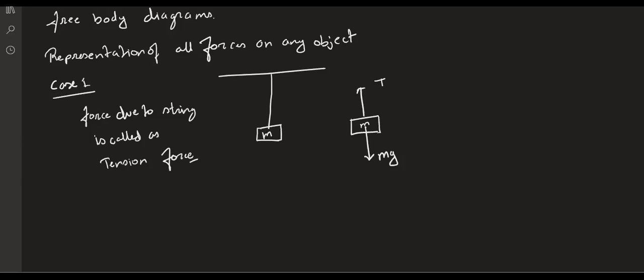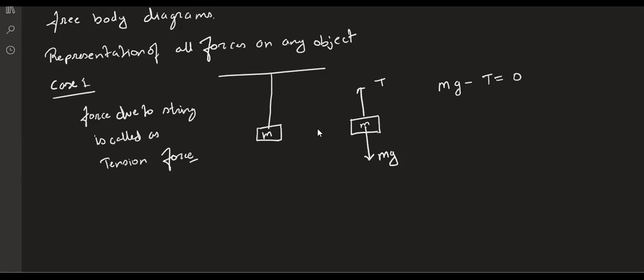So the free body diagram of this object is this: one force in the down direction, mg, and one force in the upward direction, tension. Now since it is not moving, what would be the acceleration? 0. So can I write this force equation as mg minus T is equal to 0? Right? This is your force equation. The force due to the string doesn't mean that it is in the upward direction. It will be in the direction of the string. So this is your case 1.